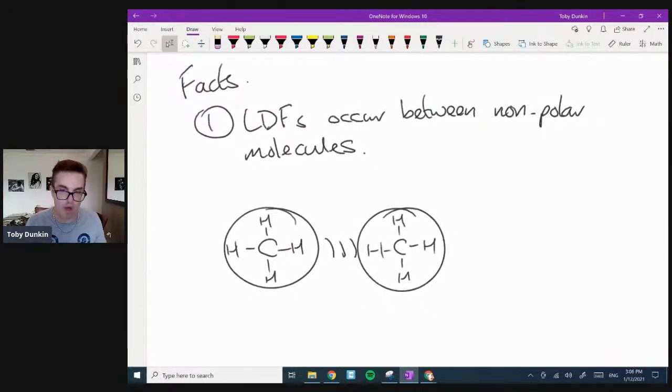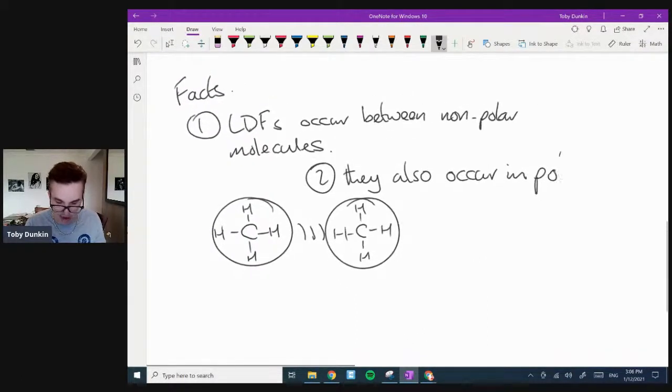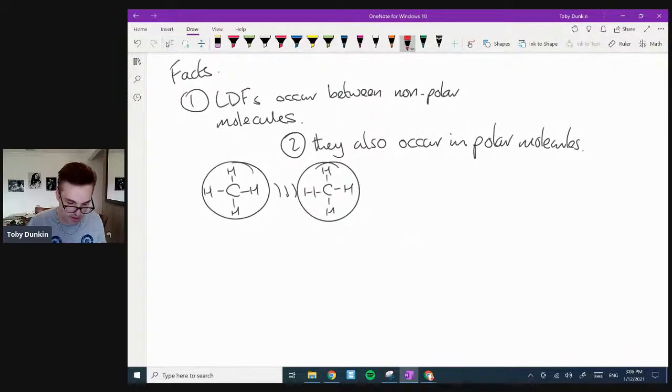Now, LDFs occur between non-polar molecules, however, there's a rather odd thing. Number two, they also occur in polar molecules. What that means is in reality, you can just simply say one sentence. And I'll do this in red.